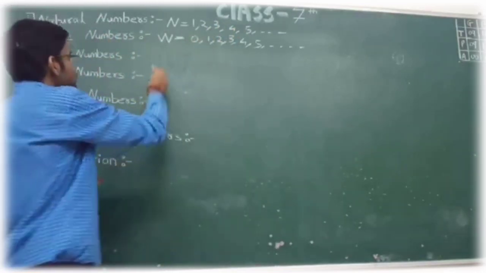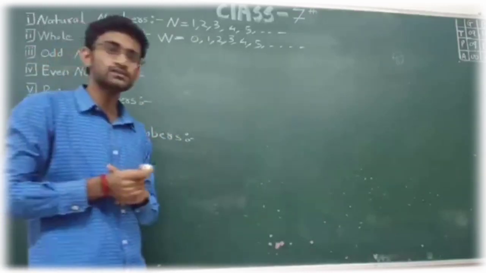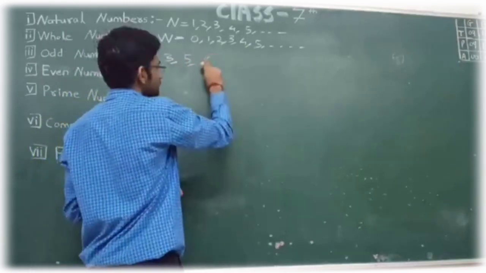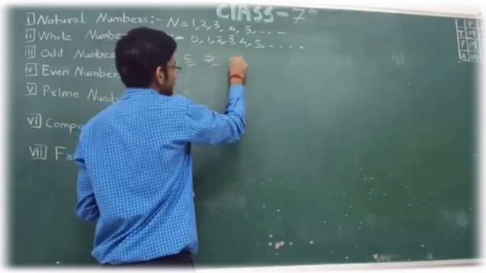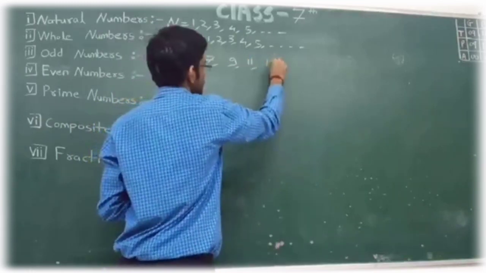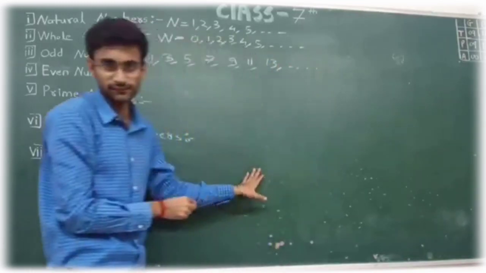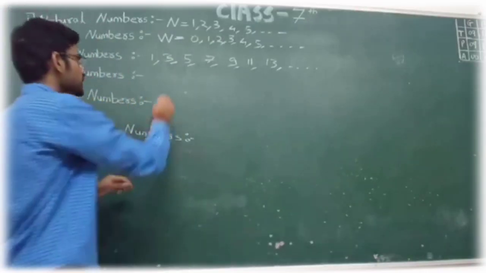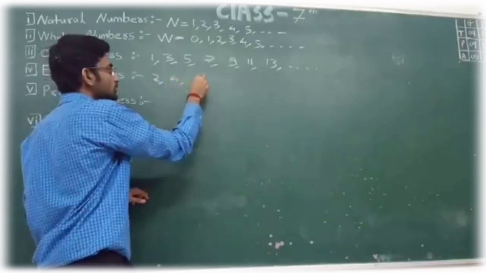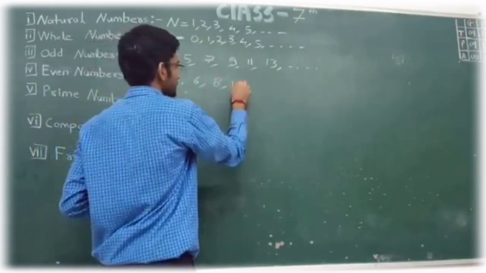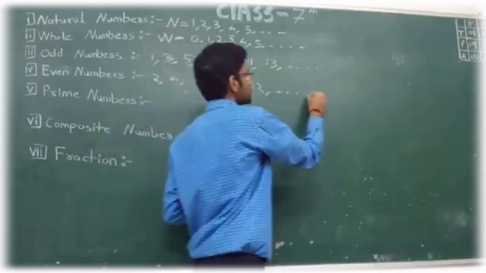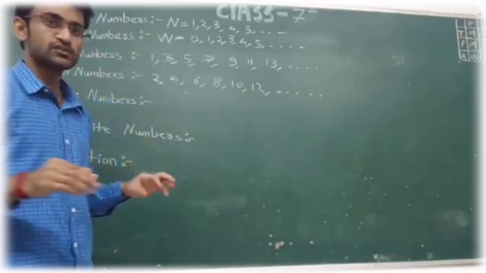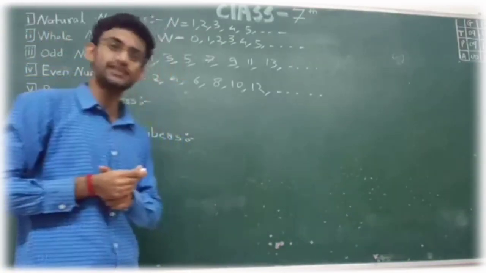The third number we know is odd number. Odd numbers are 1, 3, 5, 7, 9, 11, 13, also up to infinity. The fourth one is even number. In even numbers, the numbers are 2, 4, 6, 8, 10, 12, also up to infinity. It is a very basic thing that we all know, but we should recall it. Some students will forget it, that's why I am recalling it.